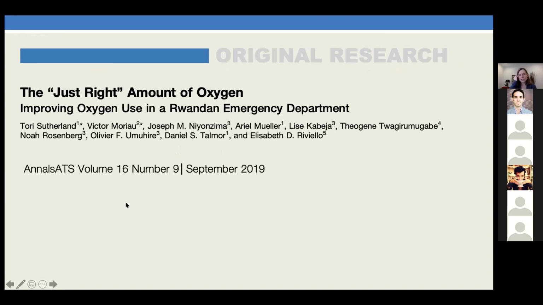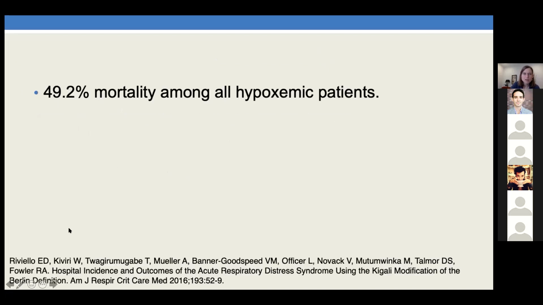And this is actually a question that Dr. Teo, our group, and I asked a little while ago in Rwanda. So we looked at the just right amount of oxygen, not only for the patient, but also for the system. The reason we did this is because our previous study on ARDS in Rwanda revealed a few things to us. The first was that there was a 50% mortality among all hypoxemic patients. This was not ICU patients, not severely hypoxemic patients. This was any patient who was hypoxemic at all. Half of them died in the hospital.